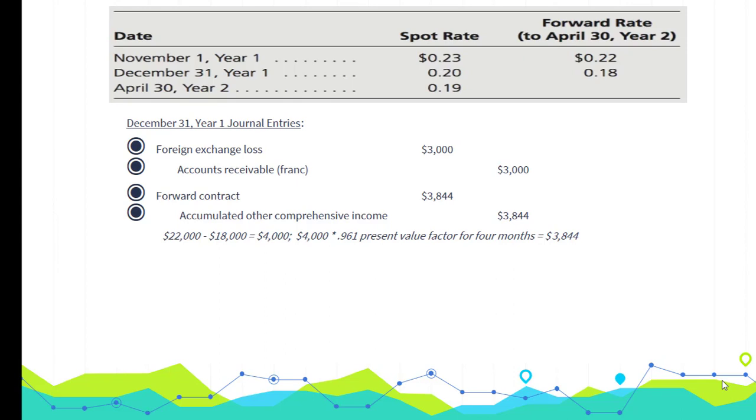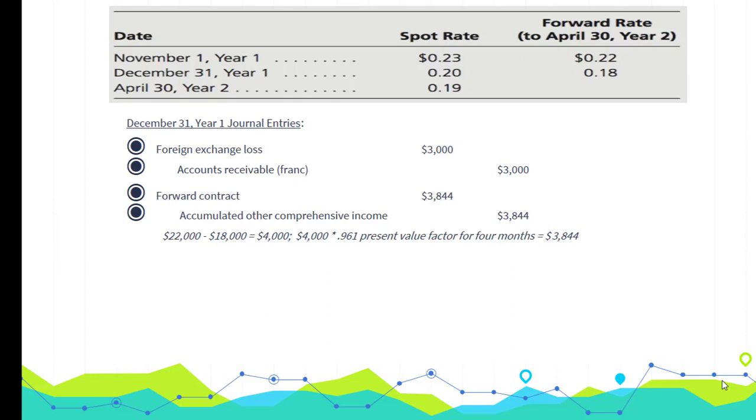Had Alexandria Company delayed entering into a forward contract to December 31, year 1, it would have been only able to lock in a rate of 18 cents per franc. So that makes the ability of Alexandria Company to sell francs for US dollars to the financial institution counterparty at 22 cents per franc valuable, right? So there's a positive value attached to that forward contract now. So we record the forward contract as an asset, and it's based on the 4-cent differential, which represents the change in the forward rate to April 30, year 2 between November 1, year 1, and December 31.